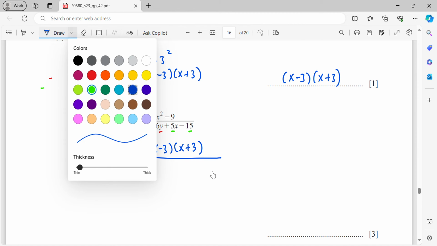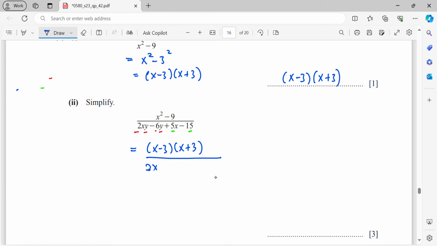So now from here, I will get 2y, the y is in common, 2y bracket x minus 3. This one is from the first 2 terms. And then the last 2 terms, I can factorize a 5. So you get x minus 3 as well. Now, when you look at here, x minus 3 is in common. That means we can factorize the x minus 3 from the denominator.